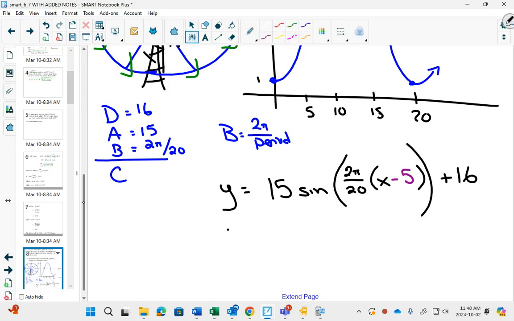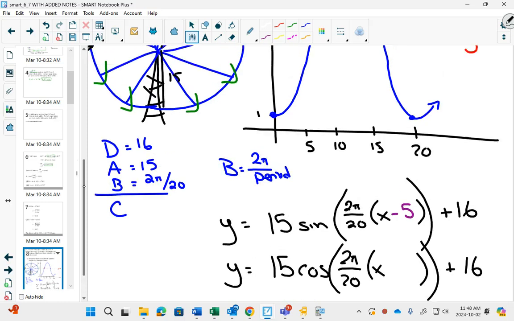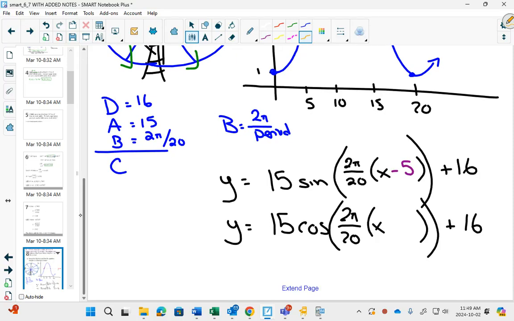For a cosine graph, the A value is the same, the B value is the same, and the D value is the same. What changes is your starting point. Where does a cos graph normally start? Right here at a maximum. That maximum is 10 to the right. So I could write -10. Both of those are right.